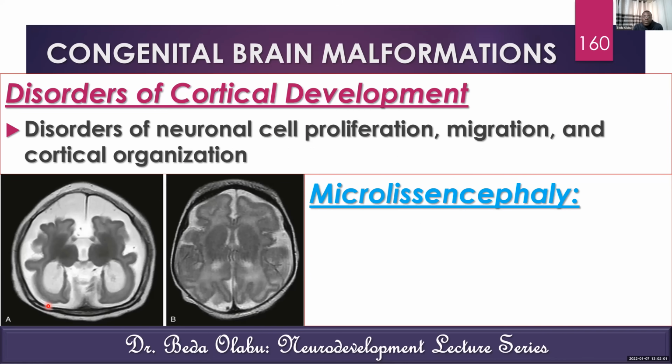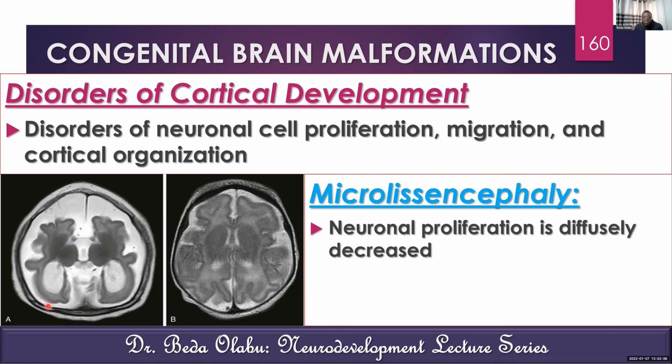Then we have microlissencephaly. Microlissencephaly is basically a problem caused by diffusely decreased neuronal proliferation. The neuronal proliferation is diffusely decreased. So here we are combining the size of the brain as well as the gyrification. The brain will be smaller, micro, and the gyrification is also not okay.